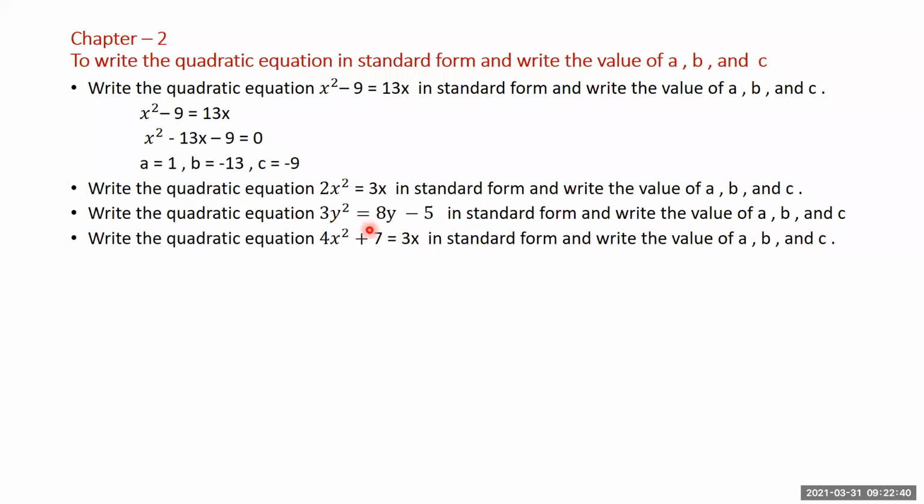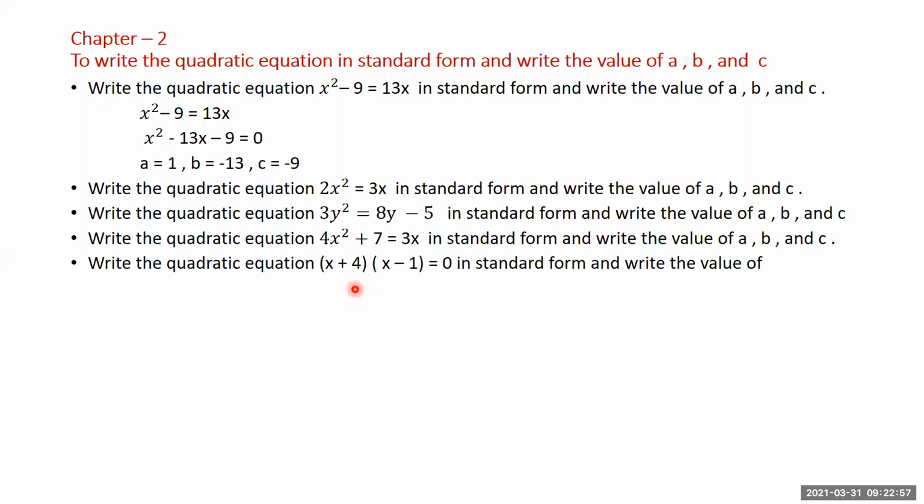See, here 3y square equal to 8y minus 5 is given. So here also you make it in standard form. 4x square plus 7 equal to 3x. So 3x you bring to this side. So this plus 3x will become minus 3x when it comes over here. See here, this type also they have asked in board exams.